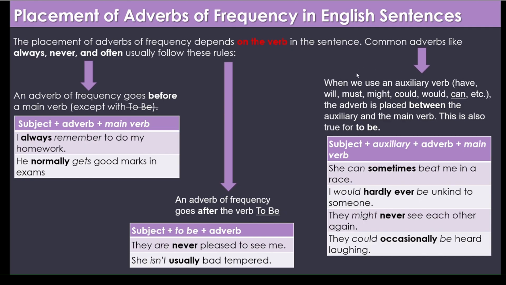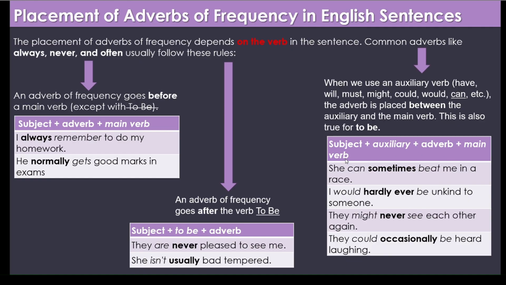Third rule: when we use an auxiliary verb, such as have, will, must, might, could, would, can, etc., the adverb is placed between them. This is also useful for the verb to be. Here we have subject plus auxiliary plus adverb plus main verb. She can sometimes beat me in a race.